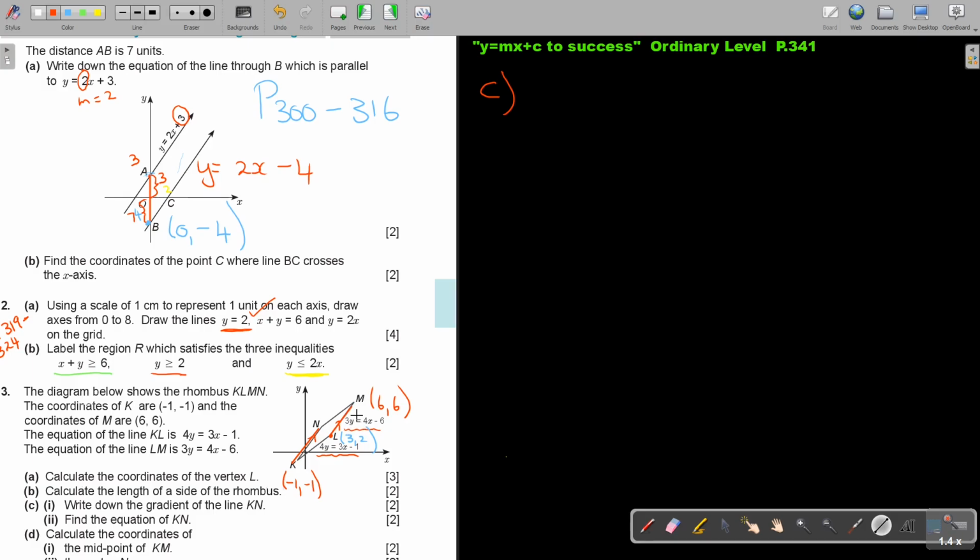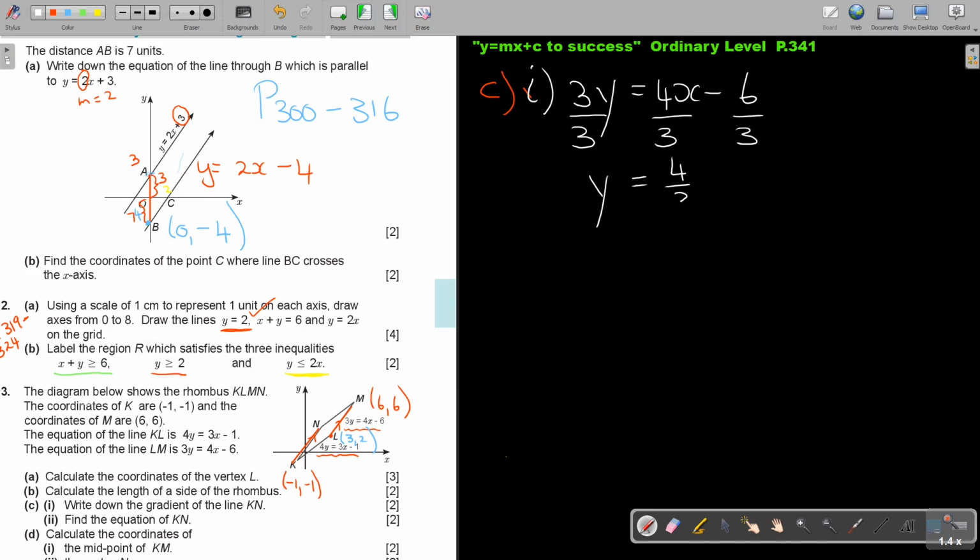I'm first going to write that formula down. And what is that formula? So that formula is going to be 3y. Now I'm first going to show you how to see the gradient. Always put it in standard form. So divide 3, divide 3, divide 3. So y is equal to 4 over 3x minus 2. So the gradient will be the value in front of x. And what is the value in front of x? It's 4 over 3.